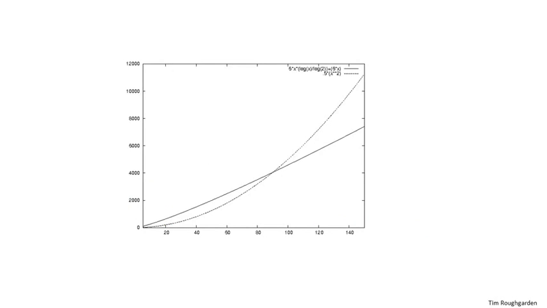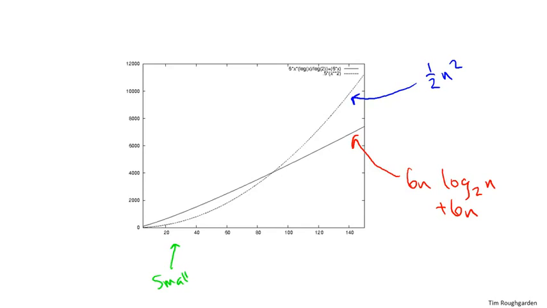What we're looking at here is a graph of two functions. The solid function is the upper bound that we proved on merge sort, so this is going to be 6n log base 2 of n plus 6n. And the dotted line is a rather generous estimate of the running time of insertion sort, namely 1/2 times n squared. And we see here in the graph exactly the behavior we discussed earlier, which is that for small n, down here, because 1/2 n squared has a smaller leading constant, it's actually a smaller function.